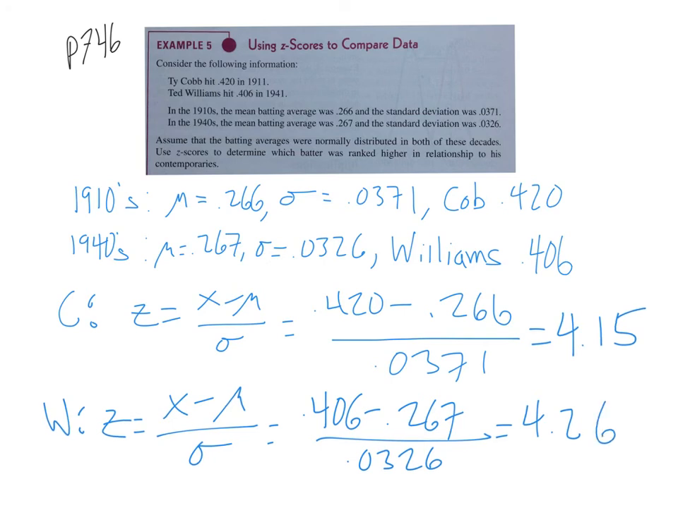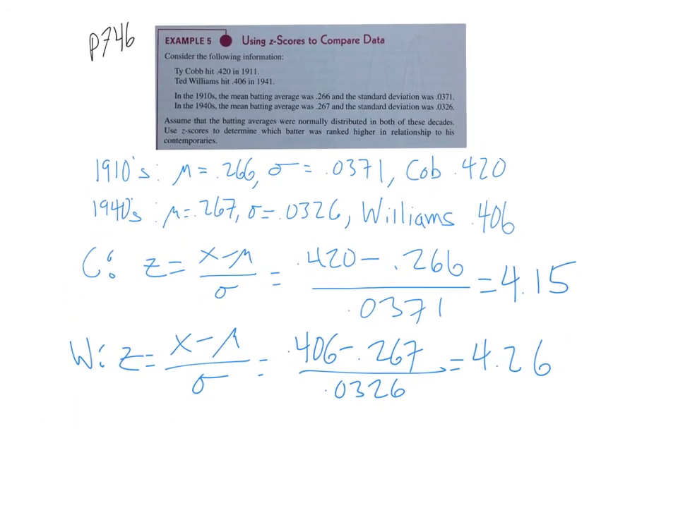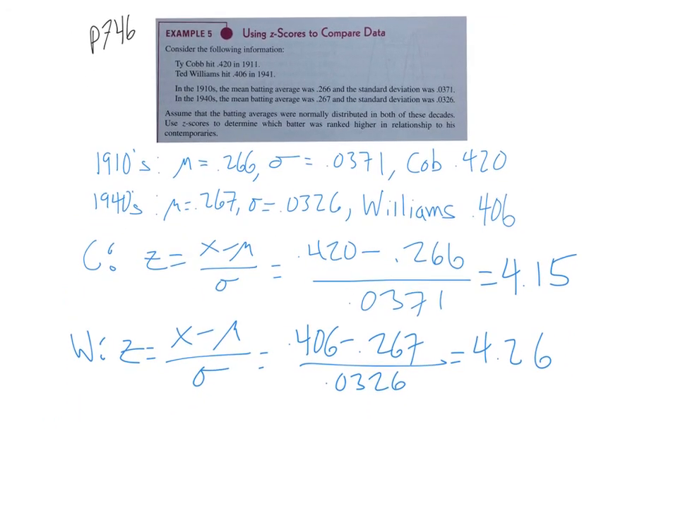There we go. So now we've turned them both into z-scores, and now we can compare the z-scores. This one here says that his batting average was 4.26 standard deviations above the mean. This guy was 4.15 standard deviations above the mean. This one is further above the mean, so that means that if we're going to compare these two things, he did better with respect to the batters from the 1940s.